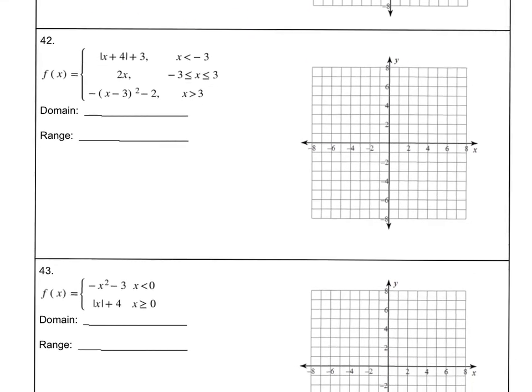All right, next one, 3 pieces. This first piece is an absolute value. Okay, the vertex would be -4, 3. So I'll plot that. And then if I look here, the slope is just going to be 1. So it's going up like this. Okay, it's only defined, I'm going to go ahead and erase what I don't need. It's only defined from -3 and less, so I don't need any of this, and I need to make sure that that's going to be an open circle there.